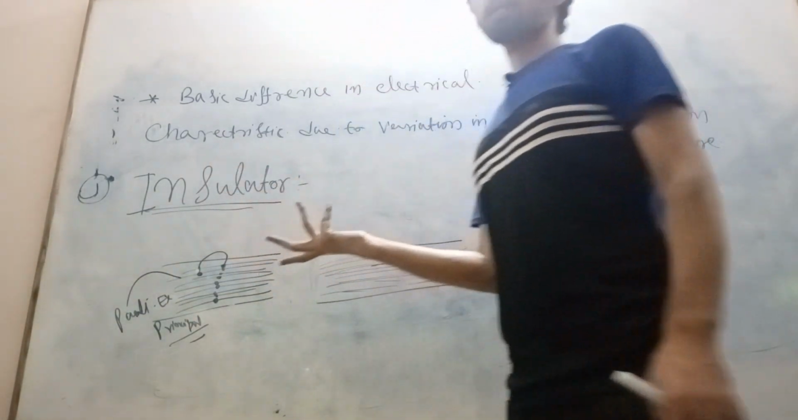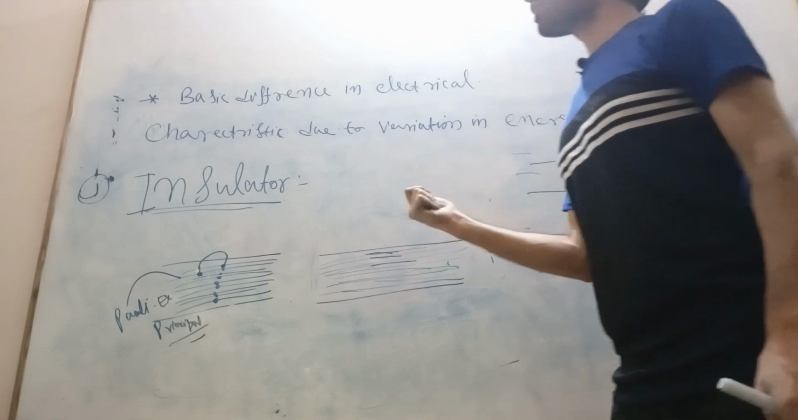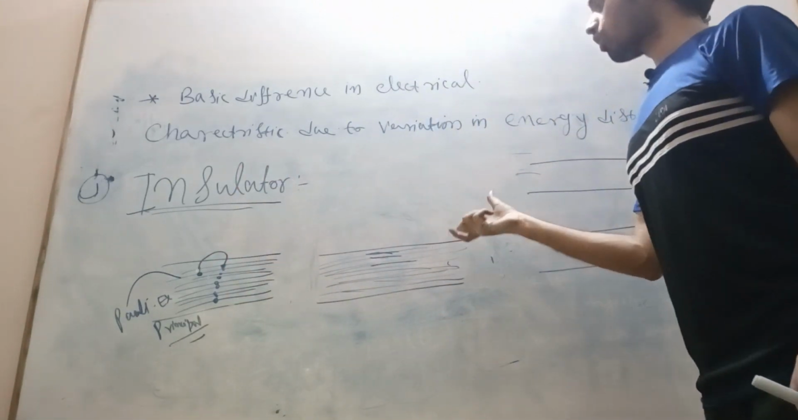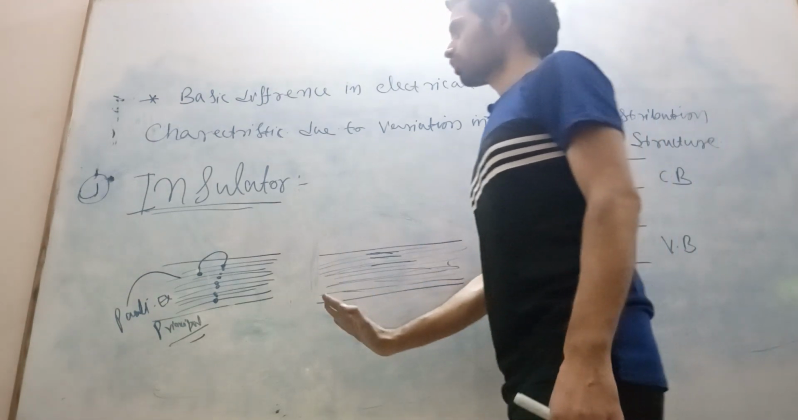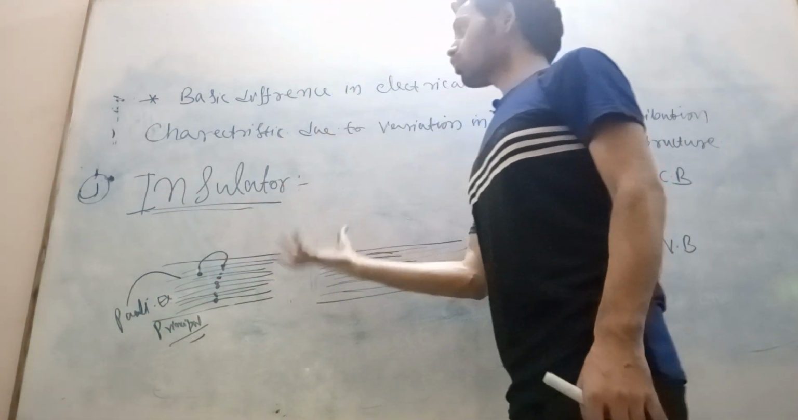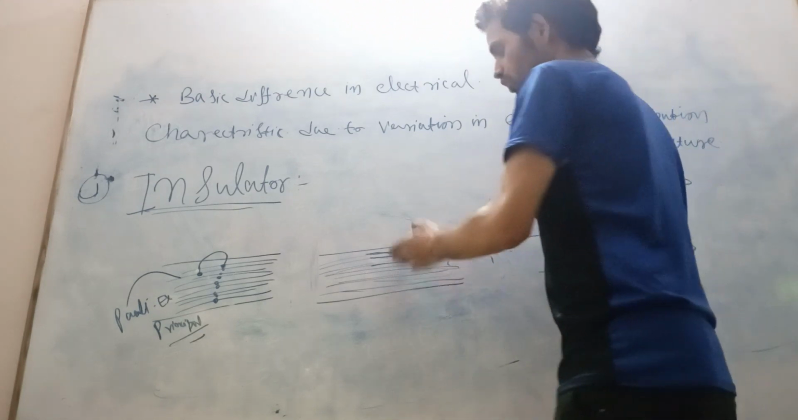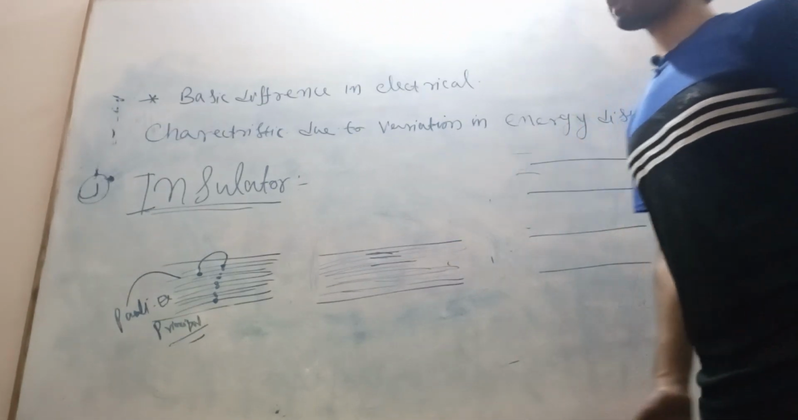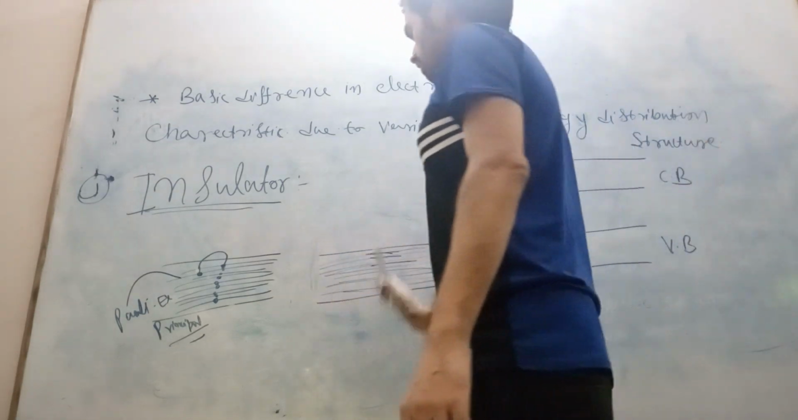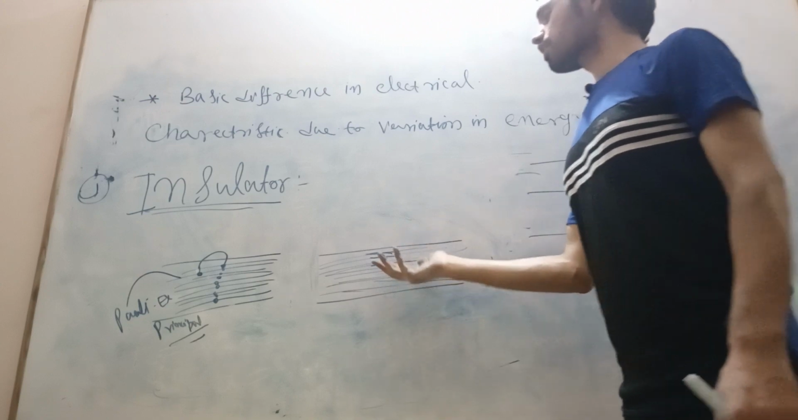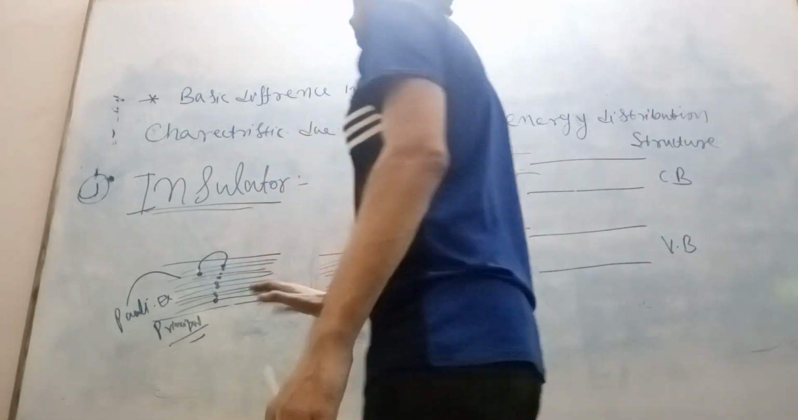Those allowed energy bands which are either completely full of electrons or completely empty of electrons, those materials will not conduct at all. Here all the energy states are empty, nothing is there to move, no particle is there to move. Therefore it will not conduct at all. So these are insulators.